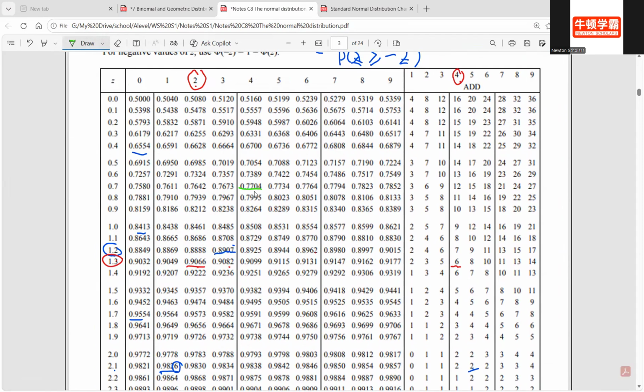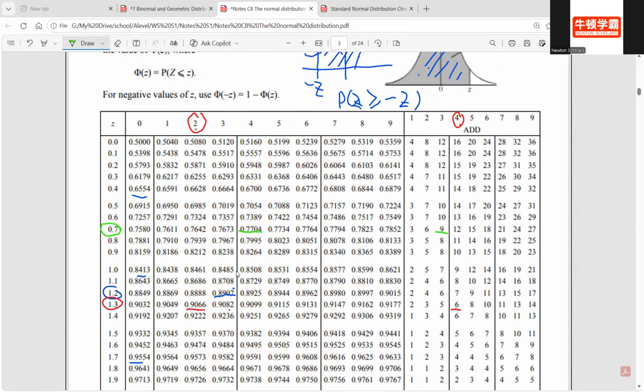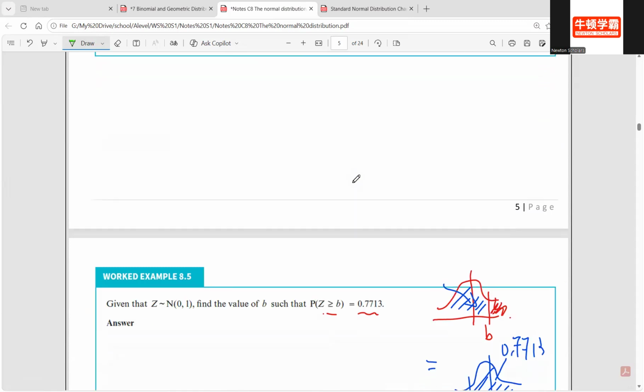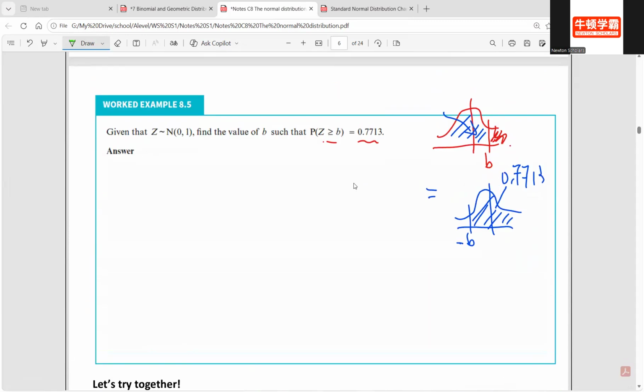0.7713. So 13 means that I have to add 9. Okay, plus 9, so here. We go back to the reading: 0.7, go on top here, 4, go on top here, 3. That gives 0.743. Okay, this is my answer.